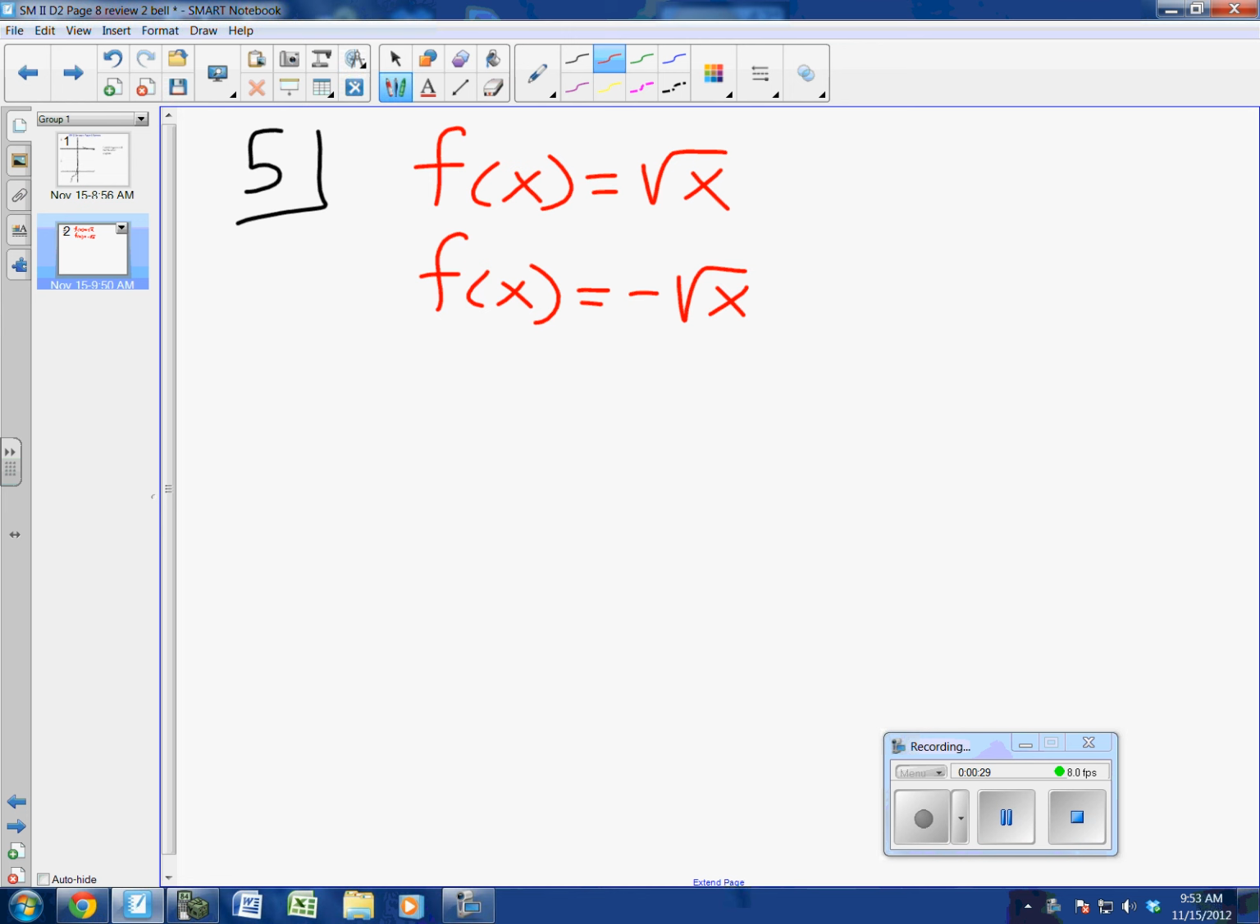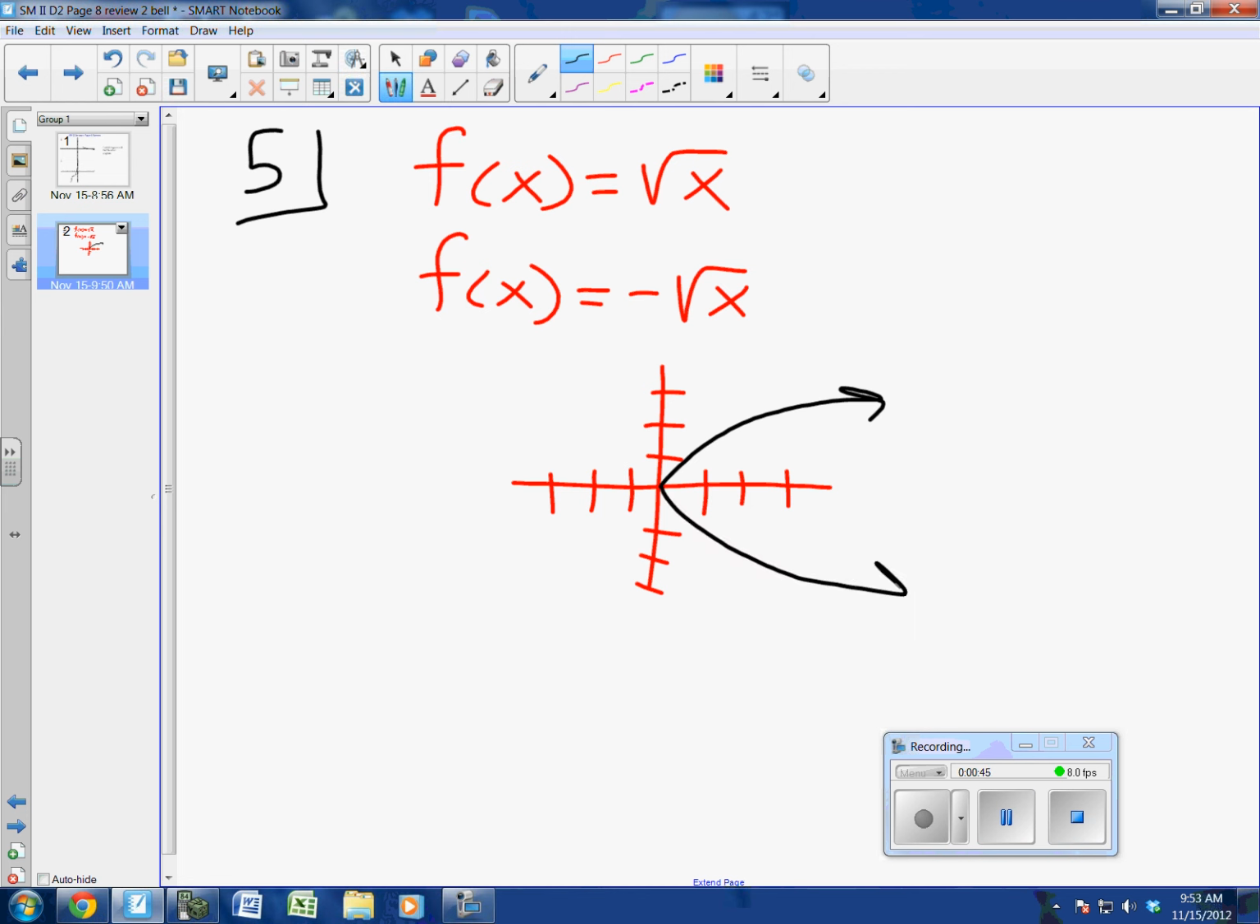It flips upside down. Remember, you have this graph. And f of x equals the square root of x looks like that, right? So if you put a negative in front of it, like the second one, it just turns around and goes like that, flips over the x-axis. And all you have to do is say reflects over the x-axis. Okay? Yep, that's a reflection. To reflect over the x-axis, you put it on the outside.